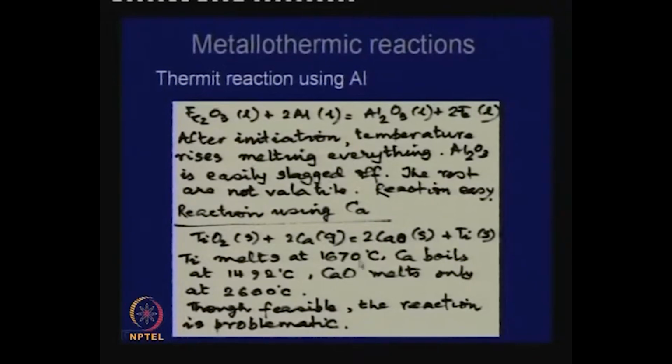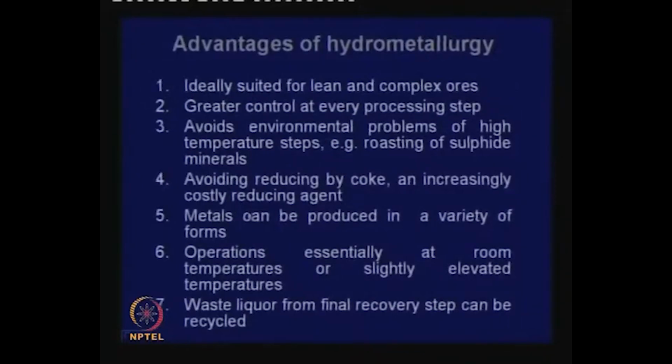Titanium melts at 1670 degrees, calcium boils at 1492, calcium oxide will melt only at 2600 degrees. So, there is a mismatch of melting points and boiling points. This sort of thing will not form the basis of a metallurgical operation.